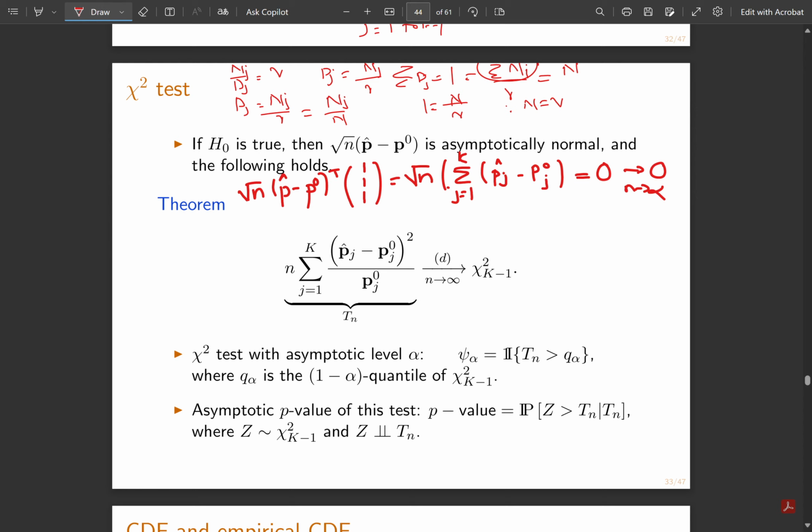Now let me give you an example of why it's like that. Let's say we have a normal with a mean of 0 and epsilon as the variance. As epsilon goes to 0, it becomes 0. So this is the concept it is based on.